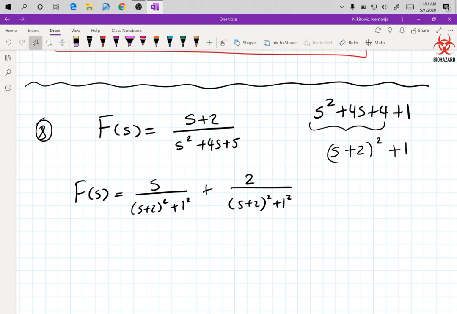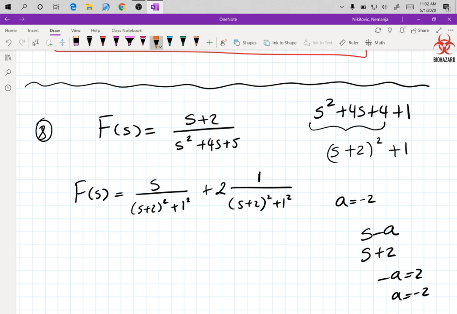The first one is already set up for us. The second one, I'm going to drop the 2 in front and leave the 1 on top because our k is 1 and we need k over, right? And we also know that a is equal to negative 2, because it's s plus 2. The definition is s minus a. So if you have s plus 2, then minus a is equal to 2, a is negative 2, if you want to think about it a little bit.